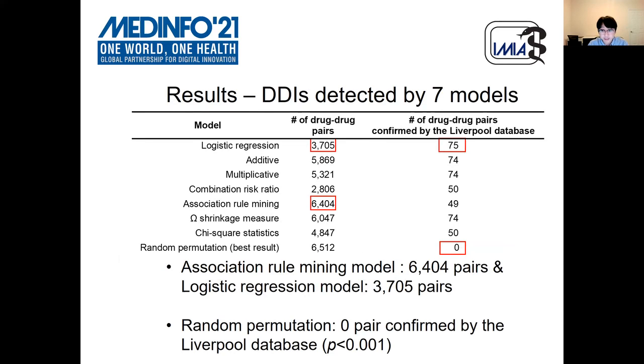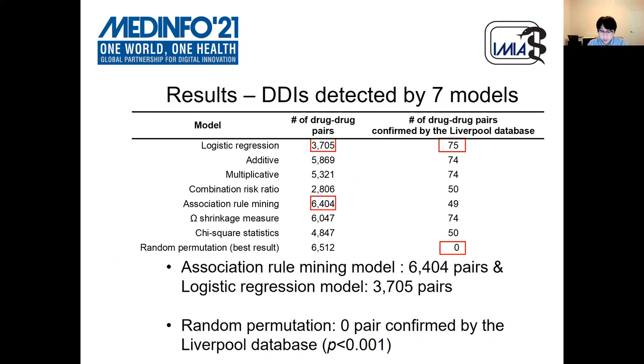Here are the DDIs detected by the 7 models. Among the 7 models, most DDI signals were detected by the association rule mining model with 6,404 drug-drug pairs. In contrast, the logistic regression showed the most conservative DDI detection tendency, which has 3,705 drug-drug pairs. But it still had the highest number of drug-drug pairs confirmed by the Liverpool database.